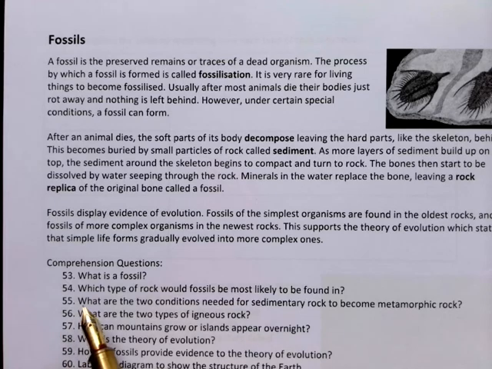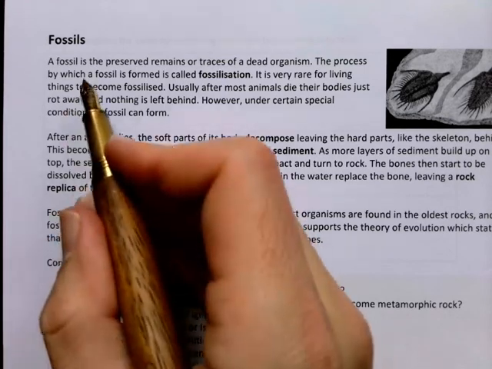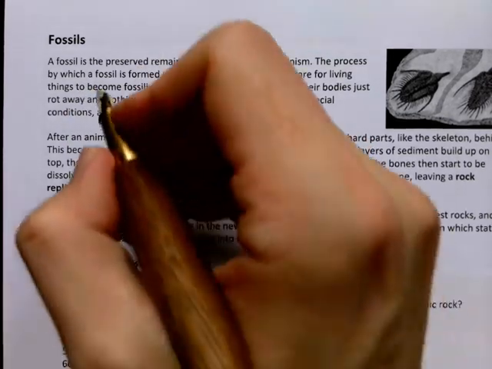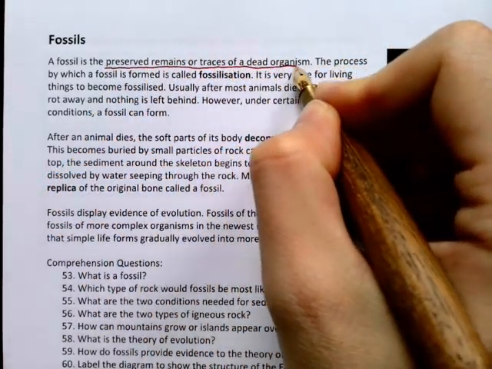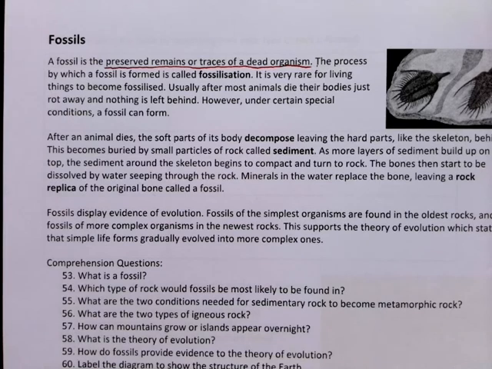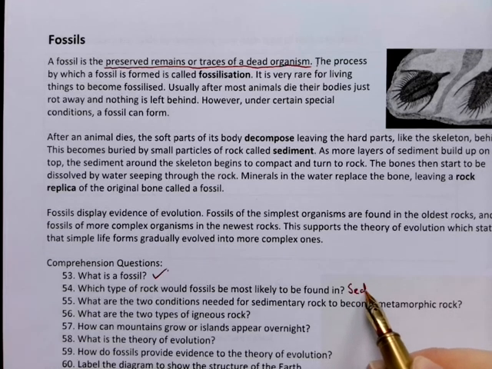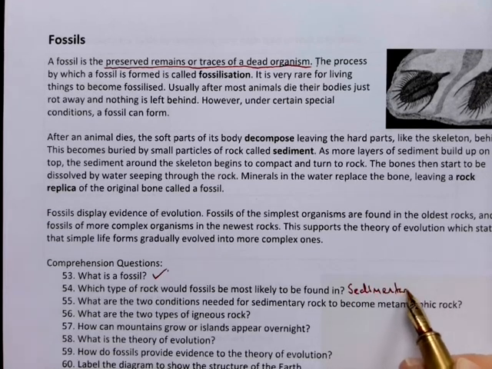Otherwise, let's get started. So what is a fossil? The first sentence: a fossil is the preserved remains or traces of a dead organism. Which type of rock would fossils be most likely to be found in? That would be sedimentary.